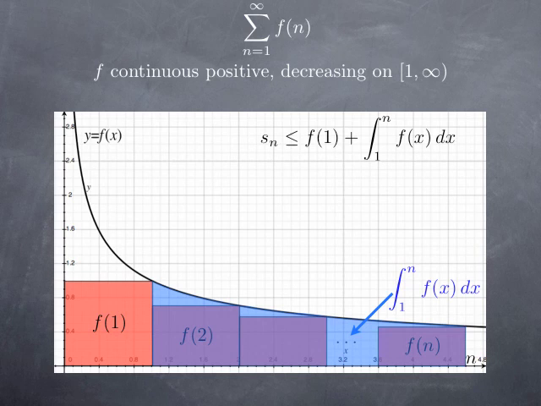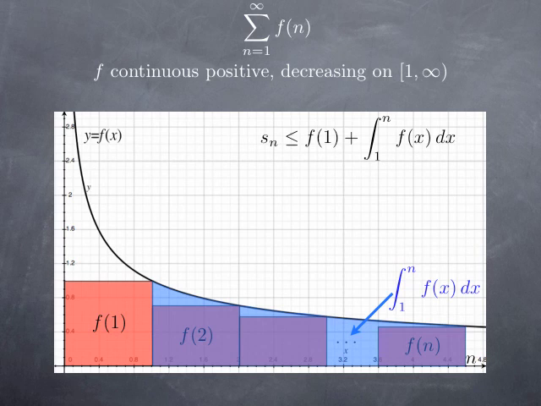So that's enough to conclude that if the improper integral from 1 to infinity of f of x dx is convergent, then the series is convergent as well, because then the sequence of partial sums Sn is an increasing sequence. That's because we're adding positive terms, and it is bounded above by a finite number, and therefore it's going to be convergent. However, we would like to have the converse.